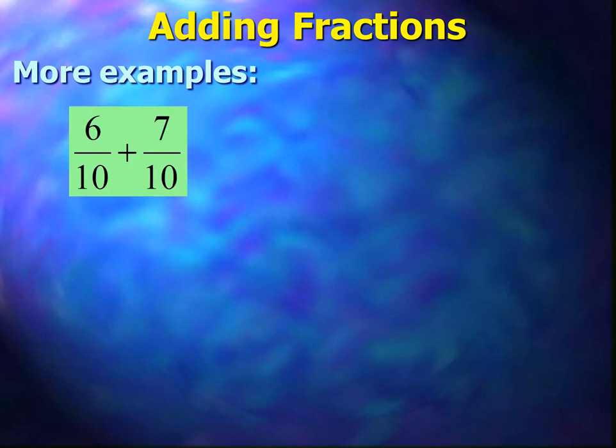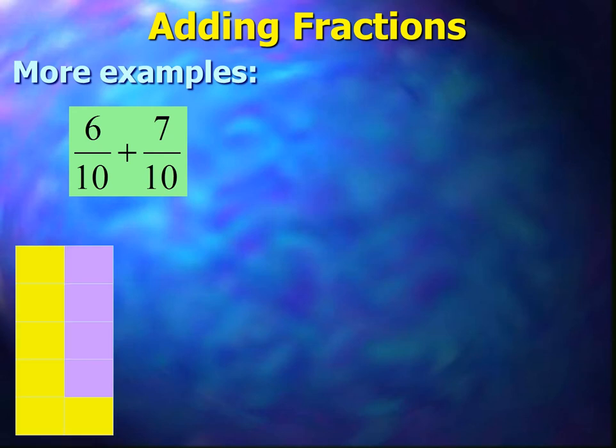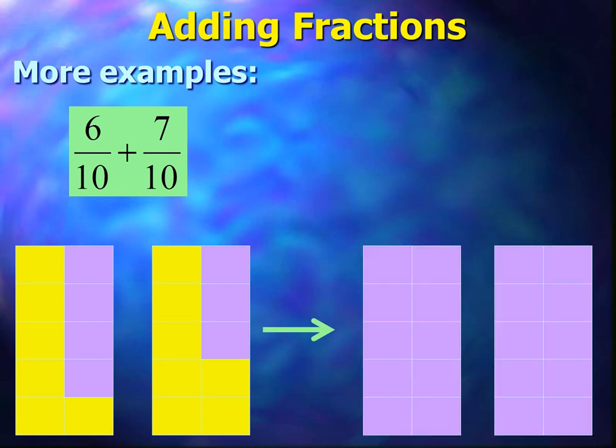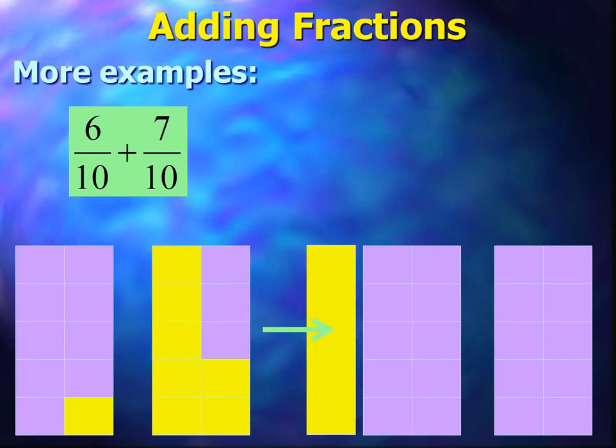Here we have 6/10 plus 7/10. Here is 6/10 plus 7/10. Now, if you're looking at adding 6 plus 7, you'll notice that it actually goes to 13/10. Well, how do we represent that? Well, if you remember from your first tutorial, 13/10 is an improper fraction.